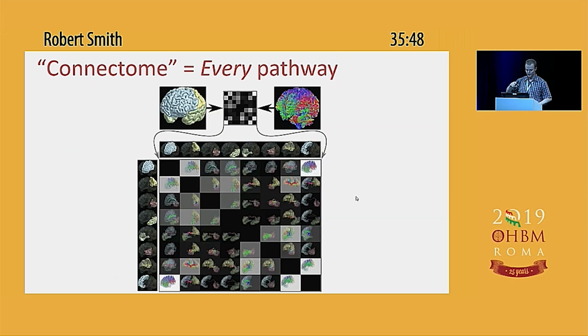And finally, just for the sake of showing a pretty picture, here you can see that same matrix representation, but obviously you have all of your different parcels along your rows and columns, and each one of these squares within your matrix representation is an individual white matter pathway.